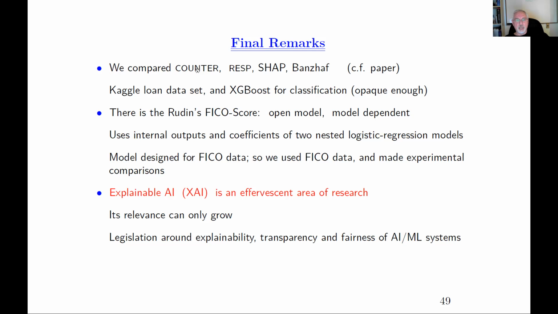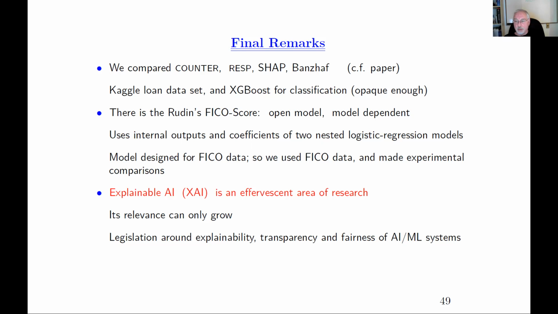As I said before, counter gives simple, but very interesting and intuitive results. But of course, it has its limitations. And RESP extends this one, it's more subtle than counter. There is also another well-known score, what we call Rudin's FICO score. It is an open model, and the score is model dependent. It depends on the actual components of the model. So actually, the score uses the internal outputs and coefficients of two nested logistic regression models.